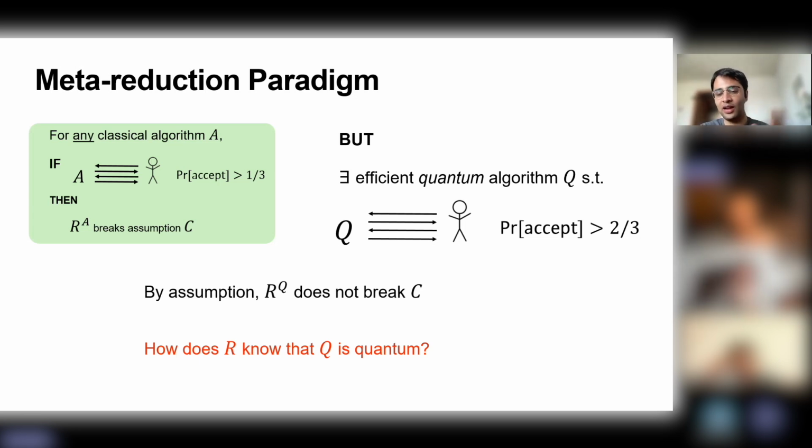Because it is only interacting with the input-output functionality. It is not looking at the internals at all. All the inputs and outputs are just classical messages. So how does it know that you're actually quantum, you're not classical?